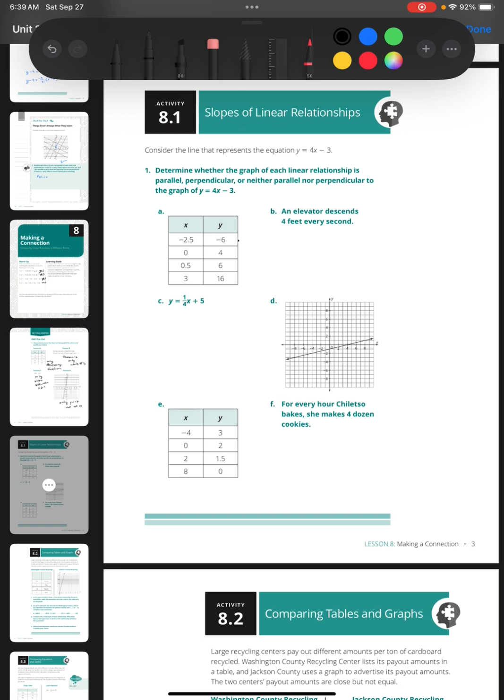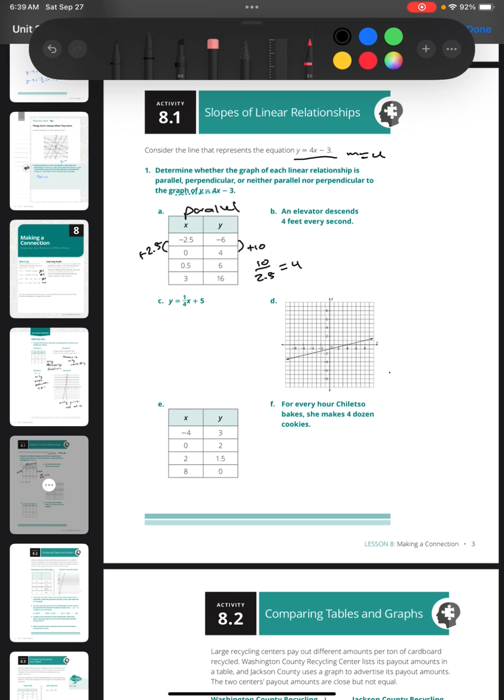So the slope of A, this is going up 10 for my y values, and this is going up 2.5. So if we divide 10 by 2.5, that has a slope of 4, and we're comparing it up here to a slope of 4. So A would be parallel. They have the same slope.